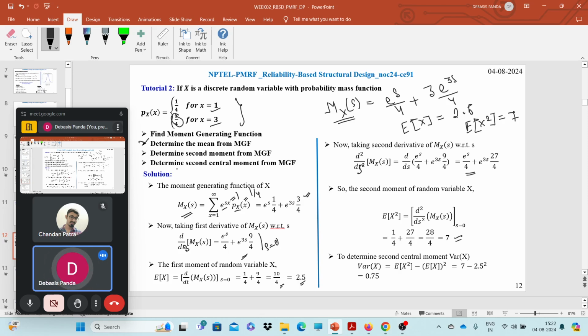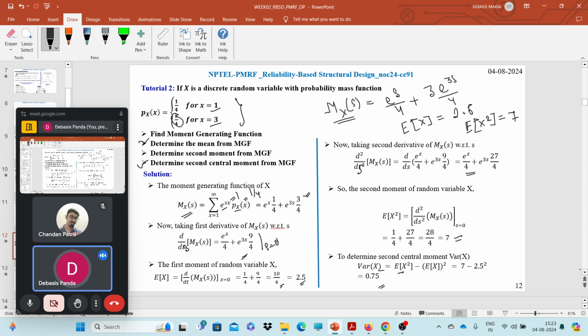Now the third question says, determine the second central moment from the moment generating function. And what do we know about the second central moment? The second central moment is nothing but the variance. So we can use the formula of variance: variance of X is the mean square minus the mean, the whole square. So 7 minus 2.5 squared, you will get 0.75.